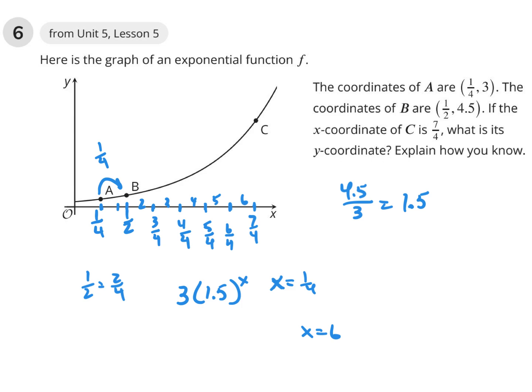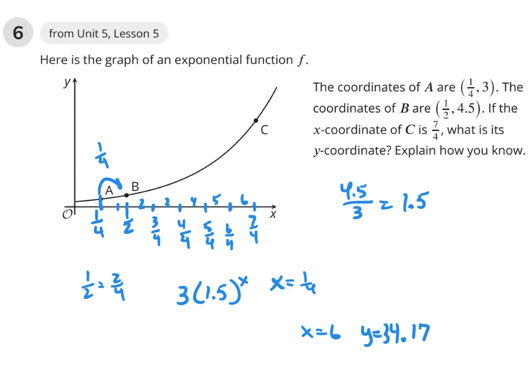Second graph. So 1 is 4.5. 0 is 3, so this is our 0 now, but we're going to go back. I'm going to show you how to go back, and we're going 6 jumps. So when x equals 6, y equals 34.172. Let's just say 17. Let's just do 2 numbers. Okay, so we got our point for that.